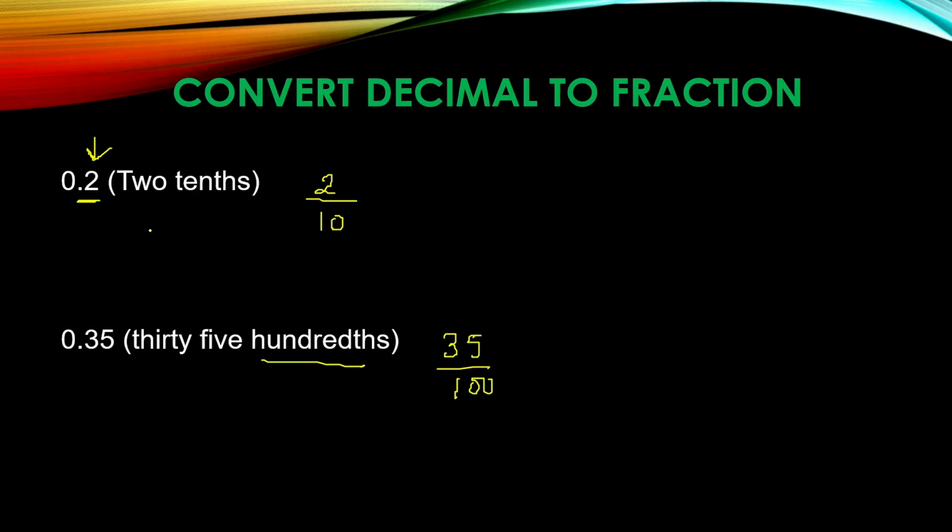In this, what we are actually doing is just writing the number as read. 0.2 can be read as 2, and since 2 is at the tenths place, we are writing 10 in the denominator. Similarly, in 0.35, since 35 is the number, we are writing 35, and 5 is at the hundredths place, so we have written 100 over here.